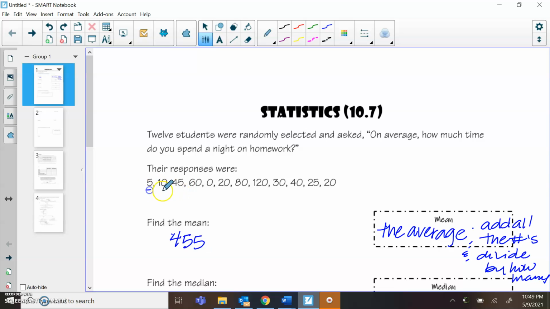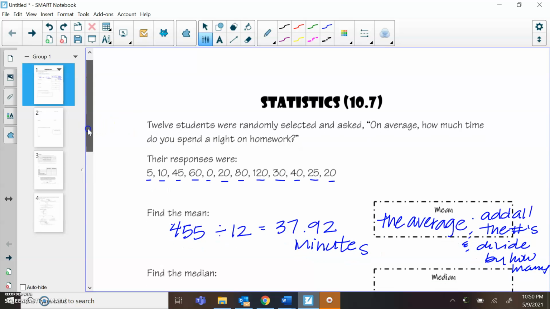So you would go back and count 1, 2, 3, 4, 5, 6, 7, 8, 9, 10, 11, 12 numbers. So then you would take that number and divide by 12. Even though one of the numbers is 0, you still count that because it was one of the responses when someone was asked that question. So it still counts. So we would take 455 divided by the 12 people that they asked, and we get 37.92 minutes. So on average, or the mean number of minutes that's spent on homework is about 38 minutes per night.